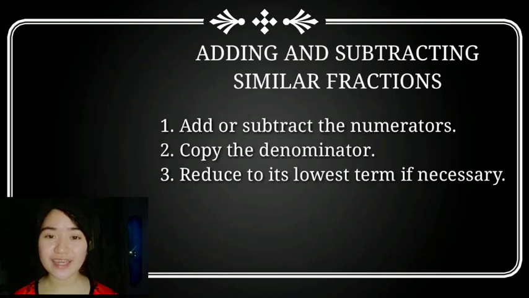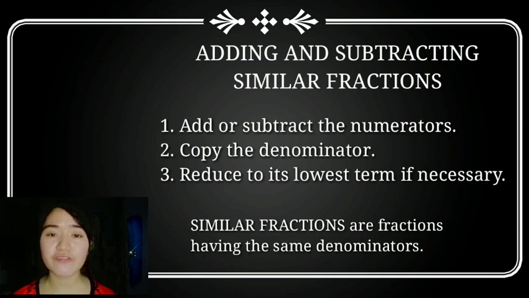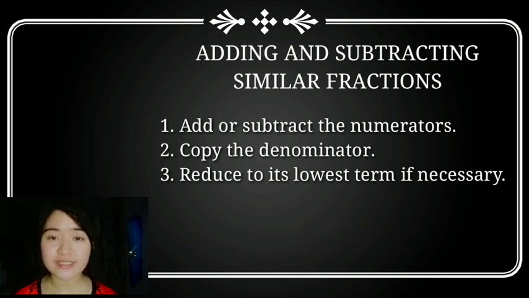Meron tayong tatlong rules na kailangan tandaan sa pag-a-add at pagsusubtract ng similar fractions. Pag sinabi natin similar fractions, ayun yung mga fractions na may parehas na denominator. So, ang unang step ay to add or subtract the numerators. Pangalawa ay to copy the denominator. At ang pangatlo ay to get its lowest term if necessary.